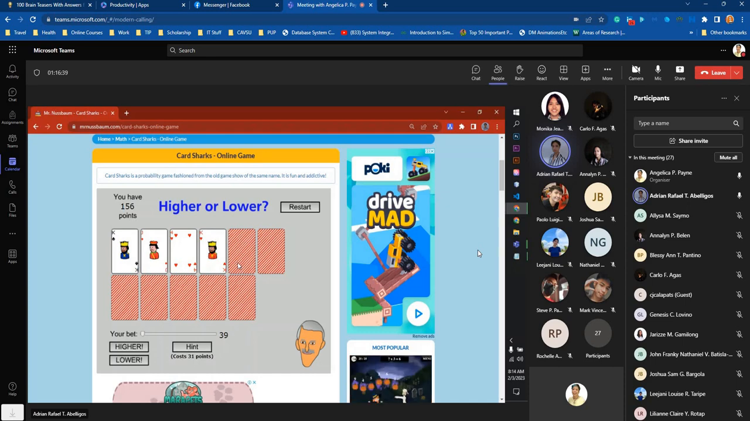Then for our next card, si Rotap. Hello, good morning. Hello. Ano yan, King? Higher or lower, then kailangan mo lang mag-bet based sa points natin. Then choose ka kung higher or lower yung next na card. Lower, 156. Hmm. Okay. Lower.